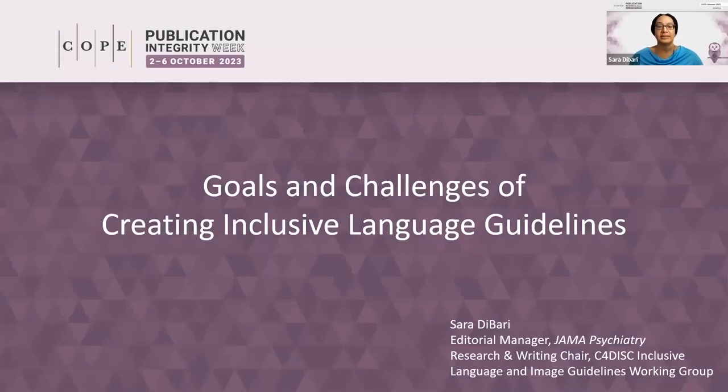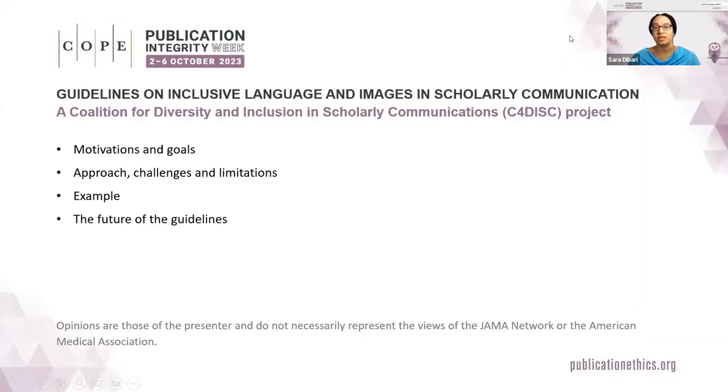I'm going to discuss today a little bit about the guidelines on inclusive language in images and scholarly communication, which was a project that was put together by the Coalition for Diversity and Inclusion in Scholarly Communication, or C4 DISC. I'll cover the motivations and goals, the approach, some challenges and limitations that we faced, have an example of a recent correction due to language, and then cover the future of the guidelines.